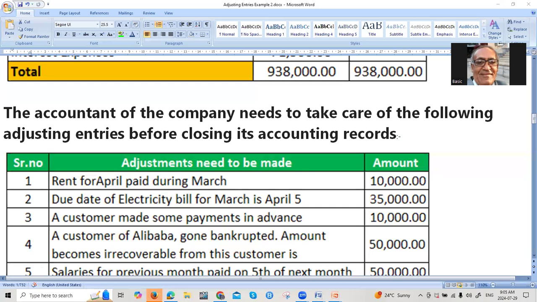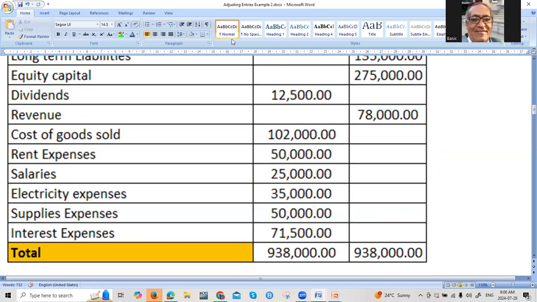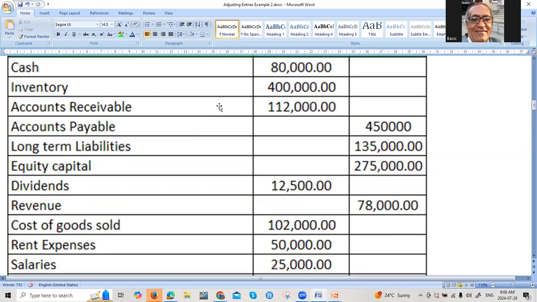Welcome, my dear students. Another lecture on journal entries adjustments. Today we'll talk about the adjustments which will occur in the trial balance, and how and what adjustments should be done. Any adjustment should be done will be registered here.